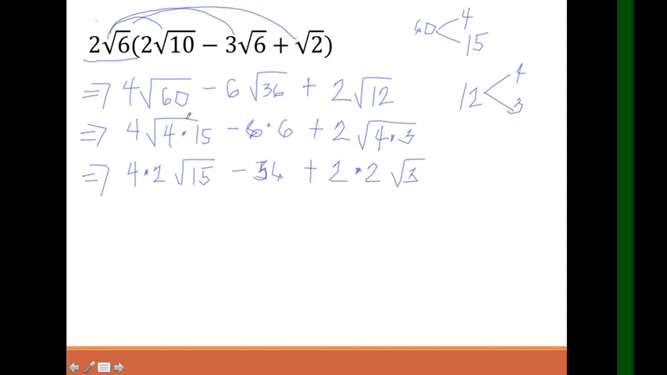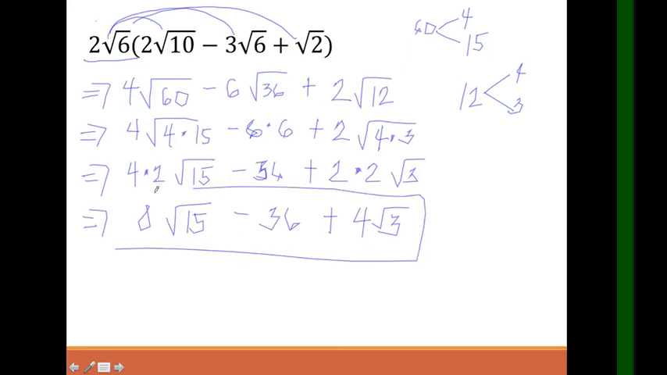Can you follow? Okay, now, let's continue. 4 times 2 is 8. Square root of 15 minus 36 plus 4 square root of 3. Since hindi natin pwedeng ipag-add si 8 square root of 15, tsaka si 36, tsaka si 4 square root of 3 dahil magkaiba sila ng mga radical, so ito na yung final answer natin for this example. Okay, so wala na tayong pwedeng i-simplify sa kanila.